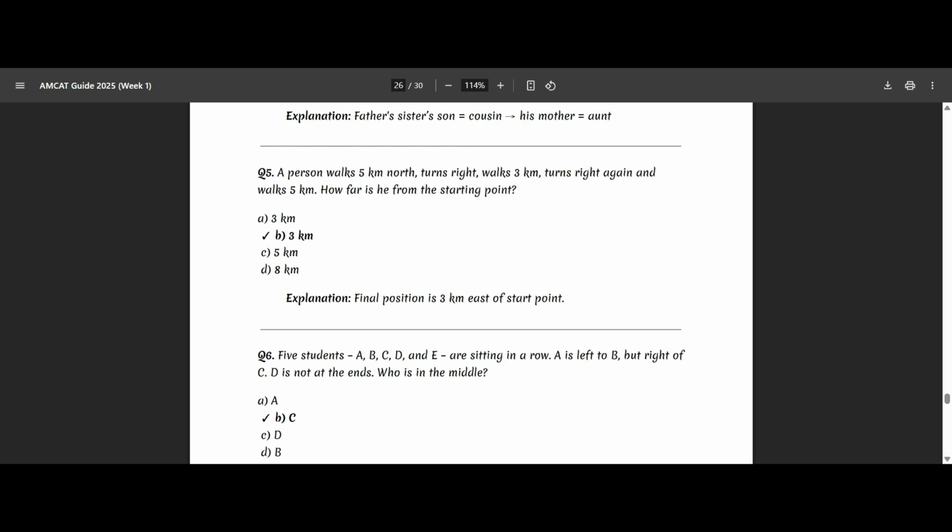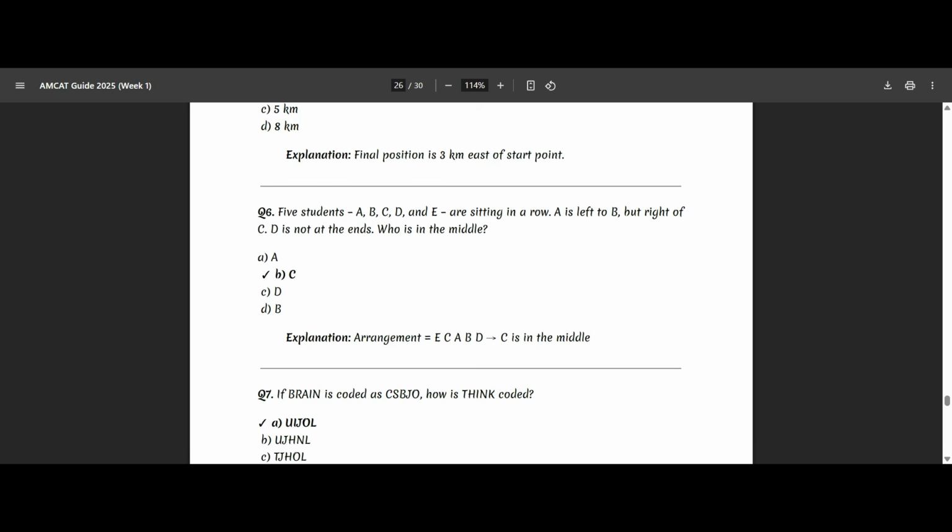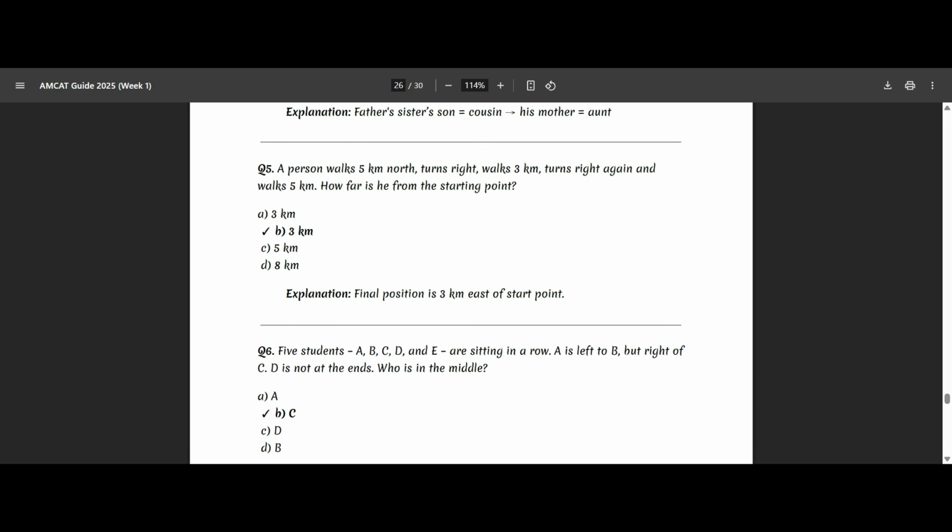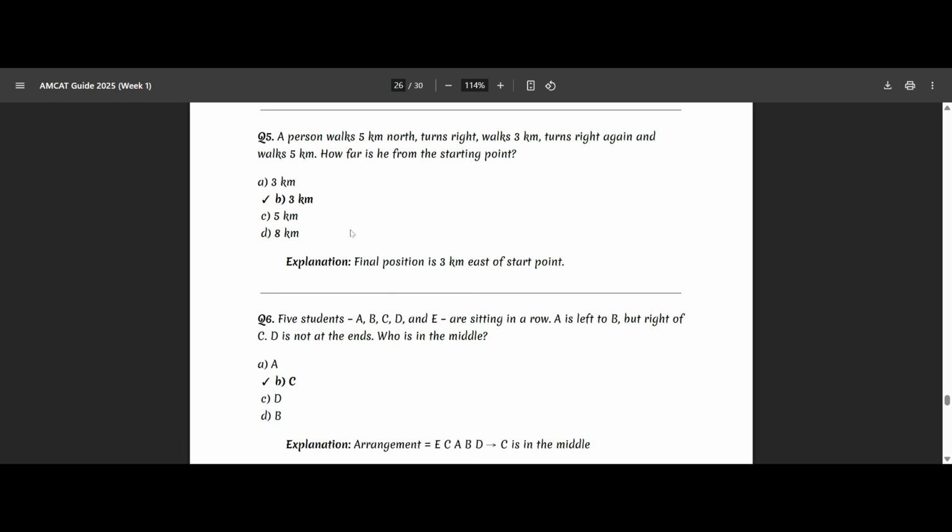A person walks 5 kilometers north, turns right, walks 3 kilometers, turns right again and walks 5 kilometers. So he is again 3 kilometers away from the starting point. Actually, you might feel this is a printing error, but no, it isn't. This option is 3 kilometers west and this is 3 kilometers east. However, those words didn't get printed.